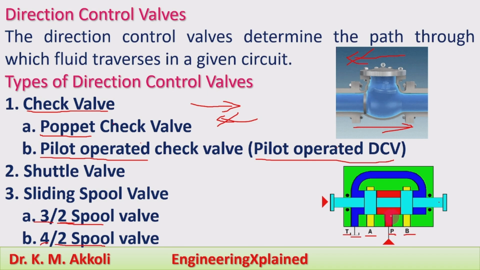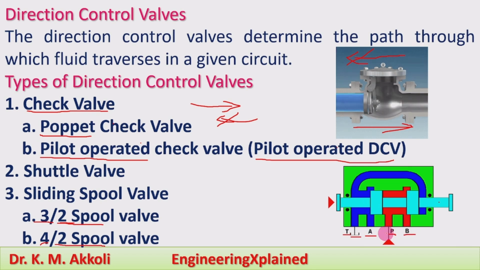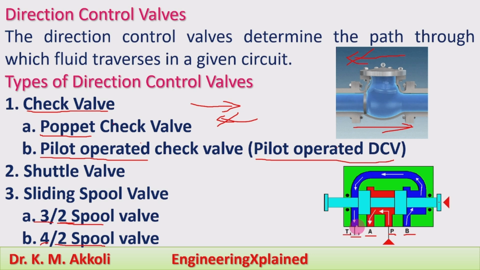You can see here from the pump it will go to the actuator. In the left position only it will go to the actuator, and from the back it will come to the tank. You can see here, and in another position, the right position, from the actuator to the tank the flow is coming, and from the pump it will go to the back. Okay, that is the two positions.